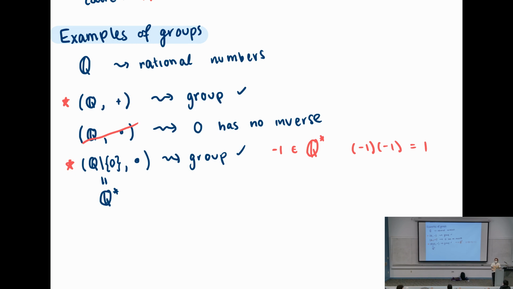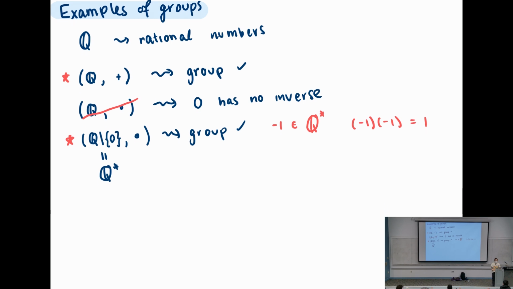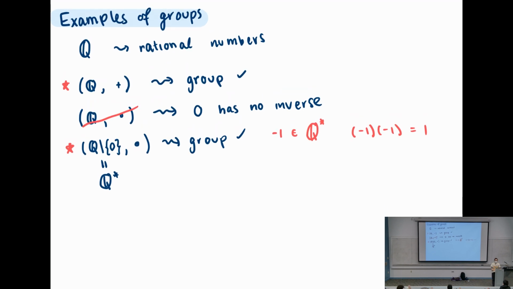Are there other examples? Yeah. Yeah, okay, so this is another good example. If we look at matrices, we might want to make a group of matrices with respect to matrix multiplication.